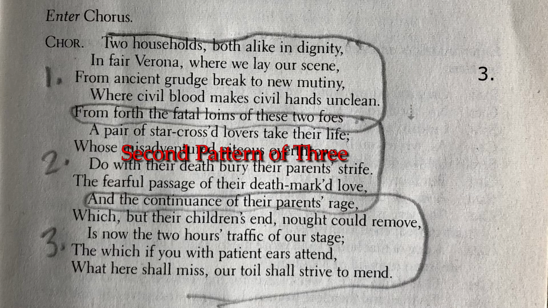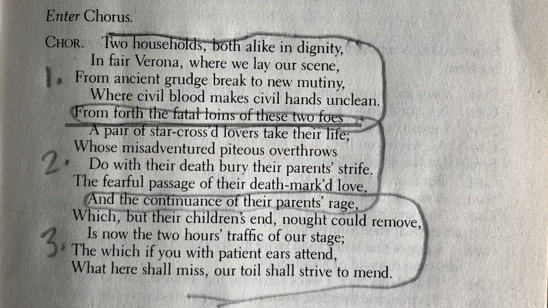You will end your work on the first folder with the line, "From forth the fatal loins of these two foes." You will begin your work on the second folder with the same line, "From forth the fatal loins of these two foes," which will mentally link the first and second folders. You will read up to the line, "and the continuance of their parents' rage." Maintaining the 3-3-3 pattern, you will read this folder 3 times.